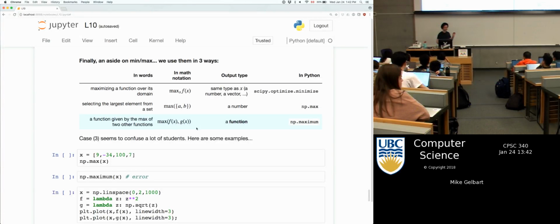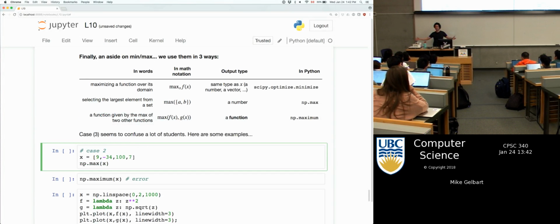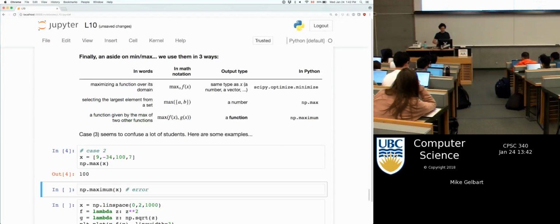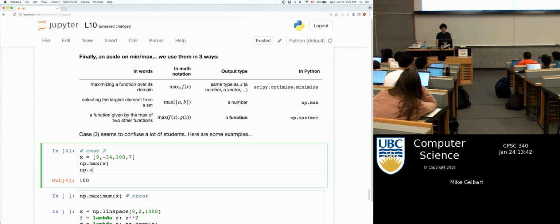And the third one, this is the one that really tripped up some students last time in 340, is I could take the maximum of 2 or more functions, and I could write it like that. And the output of that thing is itself a function. So I want to talk about that a little bit. But let's get to the example. So here's case 2. X is some collection of numbers. Which one's the biggest? Oh, and by the way, since we learned this stuff today, what's this going to output?